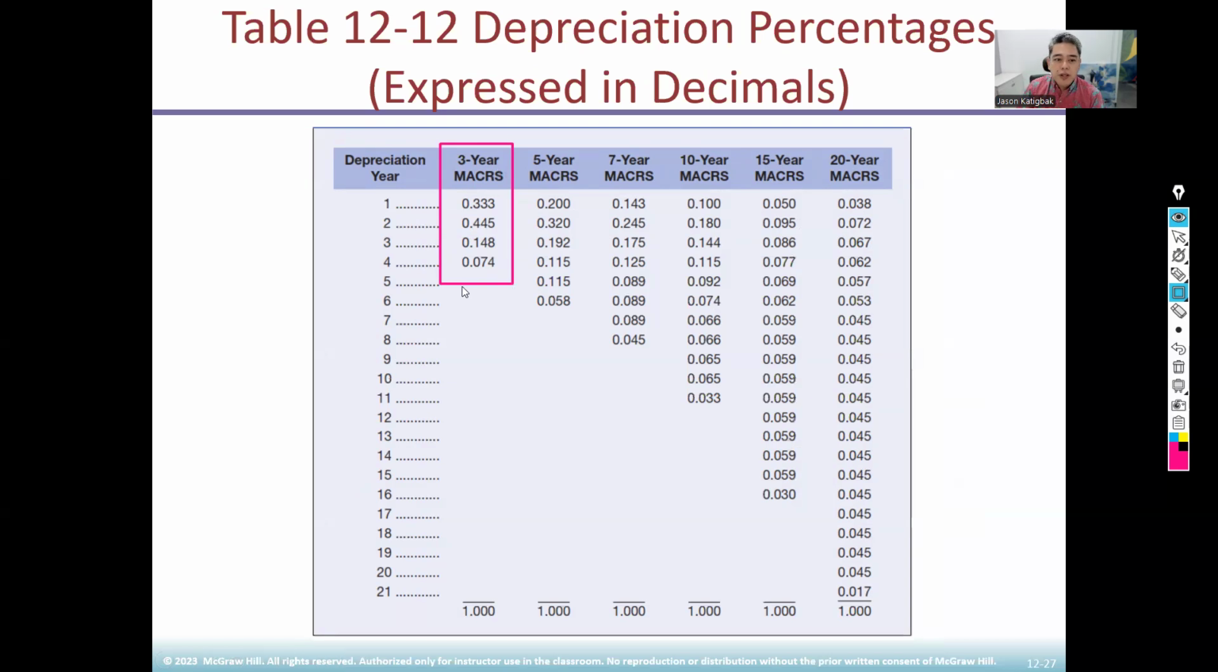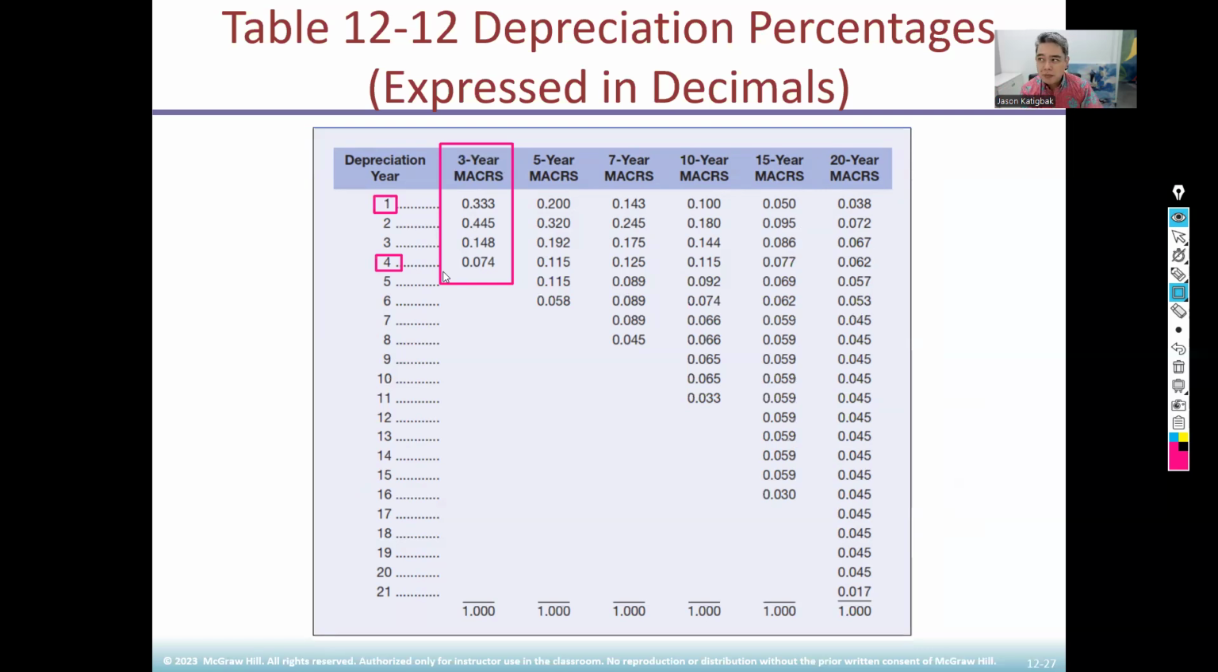It's 4 years. Why 4 years? Because it starts on the midpoint. So this 3-year MACRS is showing 4 years of multiplication, but why? Because you have a midpoint, meaning that you don't expect that all your assets are being bought only at the beginning of the year, right?